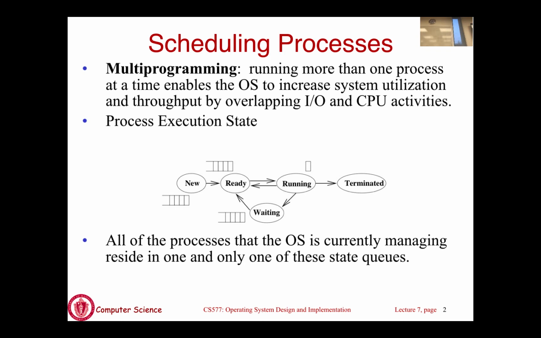So our goal is to design a CPU scheduler in a multi-programmed system. Multi-programming only means the ability to run multiple processes concurrently on your system. A uniprogram system says you can only run one application at a time in addition to the OS. A multi-program one says you can run multiple. So that's the definition of multi-programming.